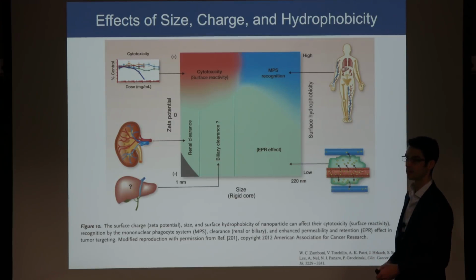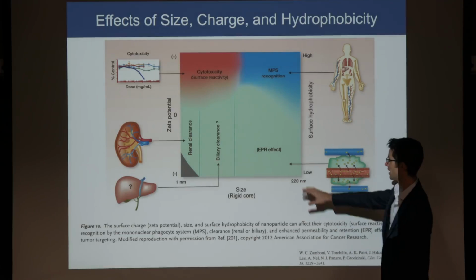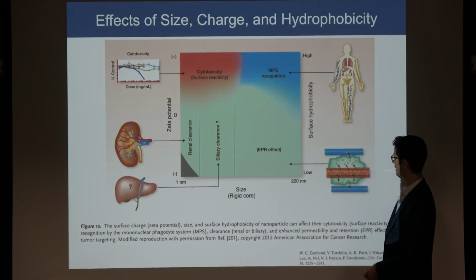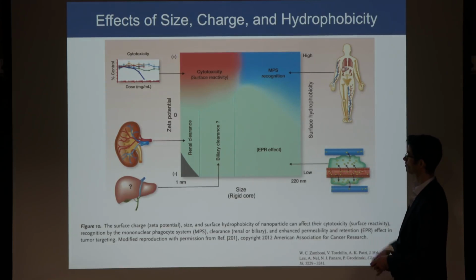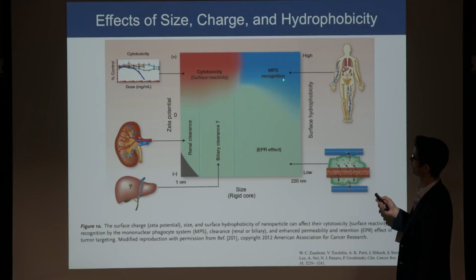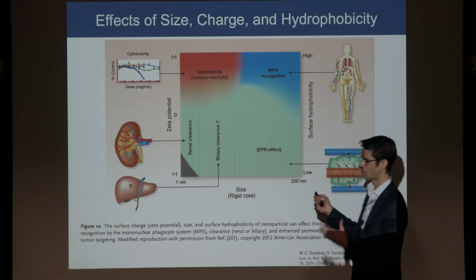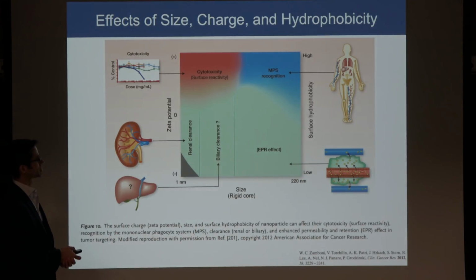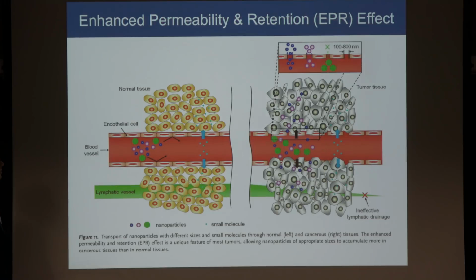You can get passive accumulation in the tumor cells by this enhanced permeability and retention, or EPR effect, and I have another slide on that in a second. MPS recognition is recognition by the immune system, where particles can be engulfed by white blood cells. And then high positive charge, small size, and high surface hydrophobicity tend to be more cytotoxic to healthy cells as well.